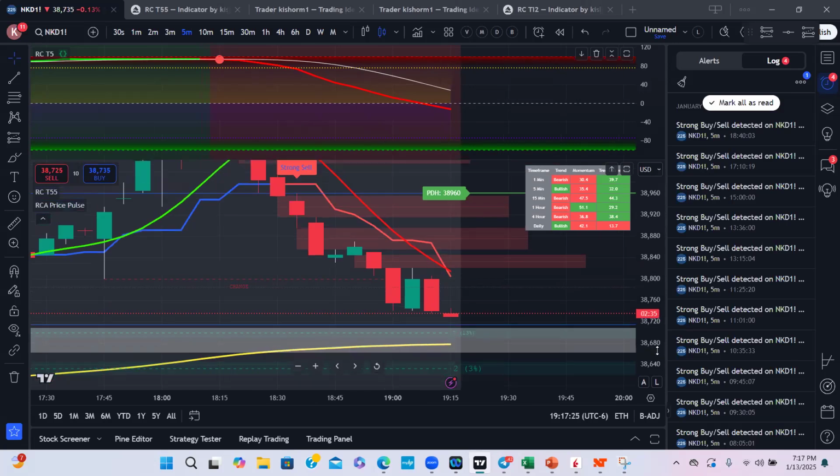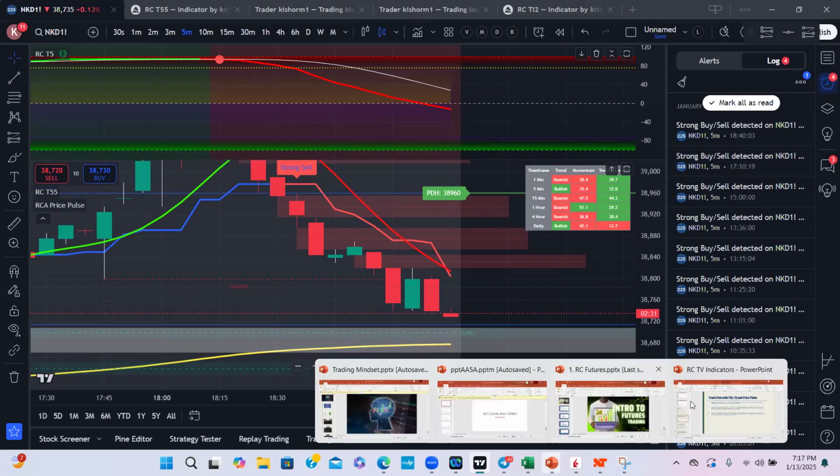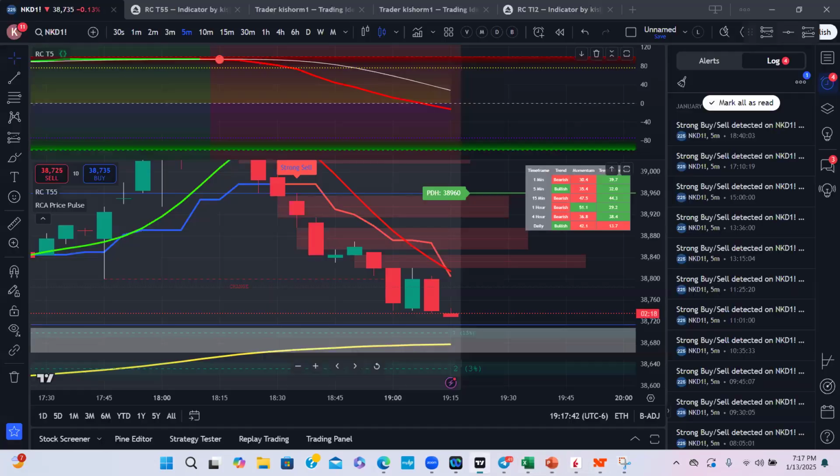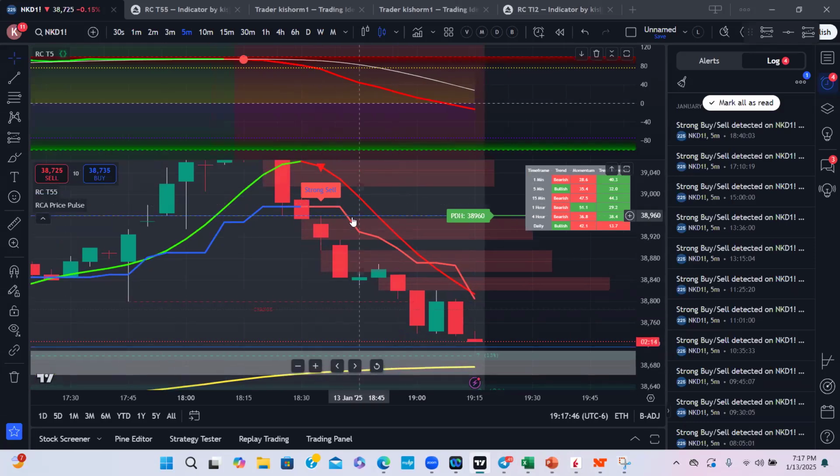Right? So I hope that it is clear. Whenever you receive a strong sell alert from T55 on any ticker, check if the current price of the ticker is below price. So most of the times, 90% of the times, it will be below. So, right, this is your price pulse line. This is your T5 line. So whenever you got the strong sell signal, your price, your candle should be below these two lines.